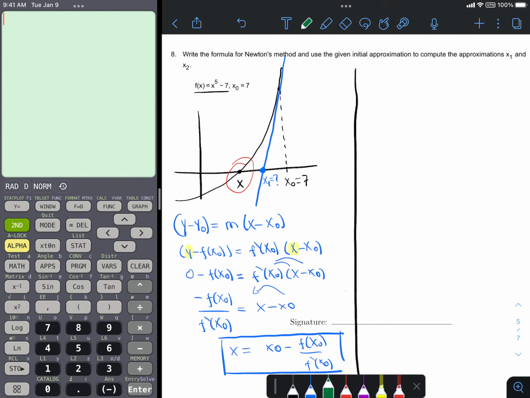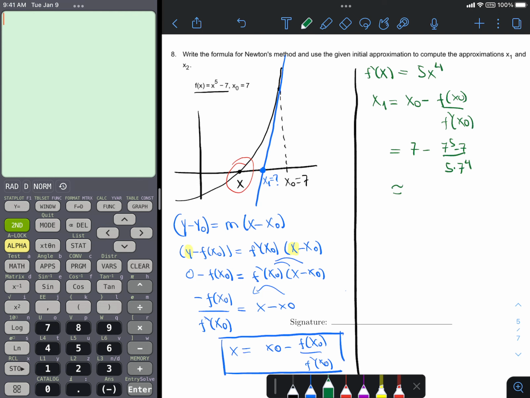So if you find what f prime of x is, here on the right side is what you need to do. f prime of x is 5x to the 4th. So what you do to find x1 is x0 minus f of x0 over f prime of x0. So that will be 7 minus f of 7, so 7 to the 5th minus 7, divided by f prime of 7, so 5 times 7 to the 4th.